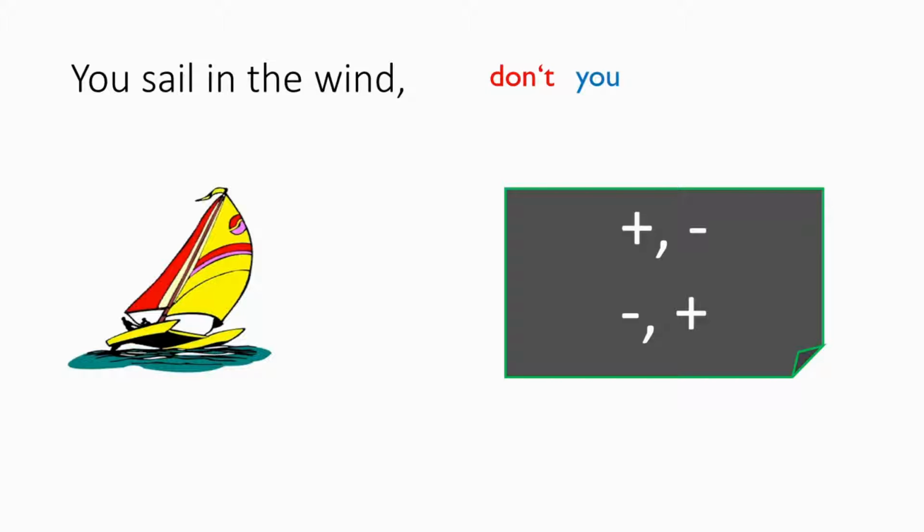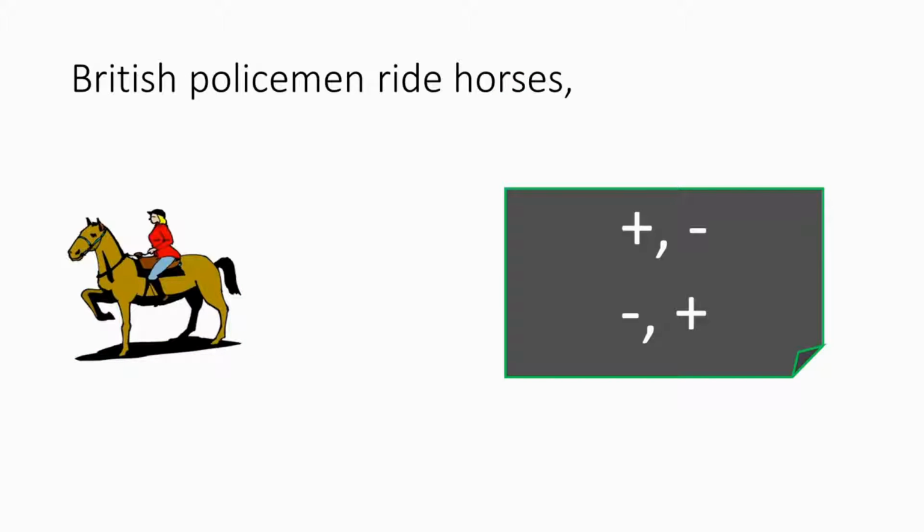You sail in the wind, don't you? Positive, negative, or negative, positive. That's right. The answer is positive, negative. Sail, don't you? Well done. Okay. British policemen ride horses, don't they? Again, this one is positive, then negative.